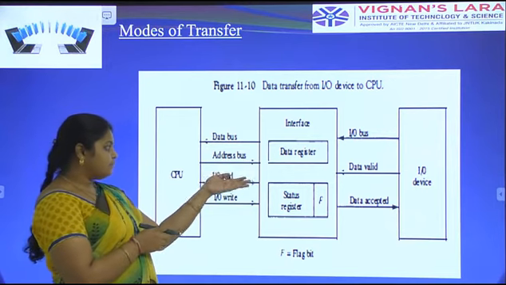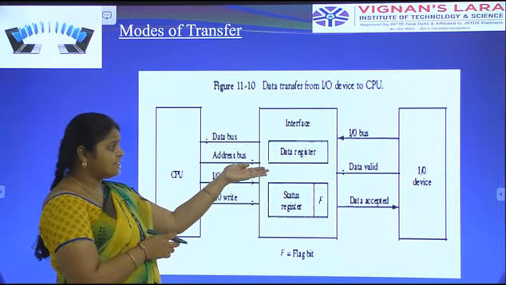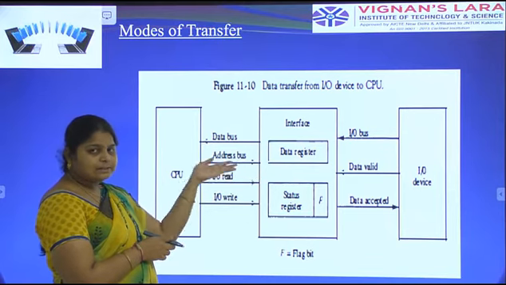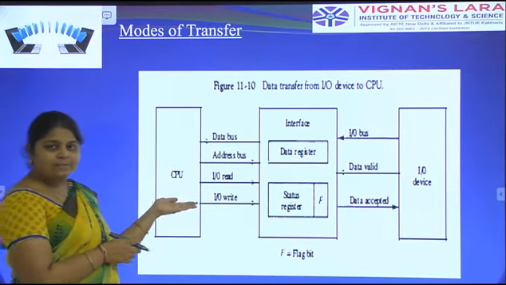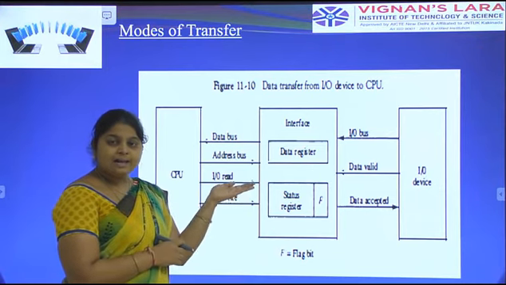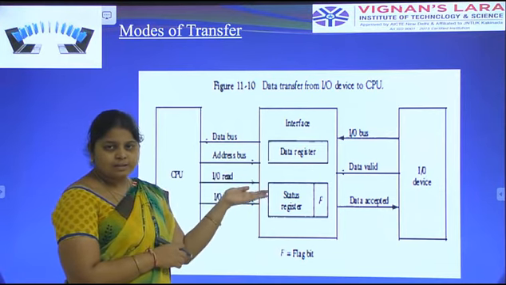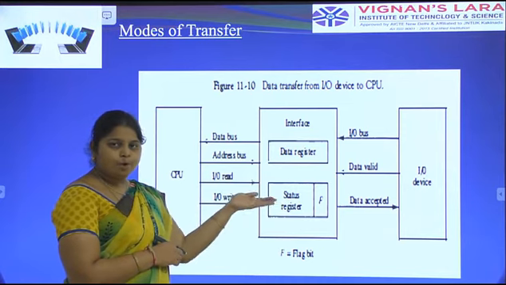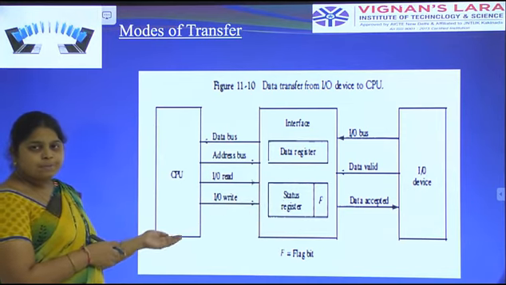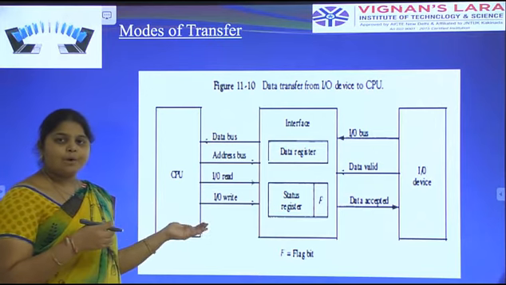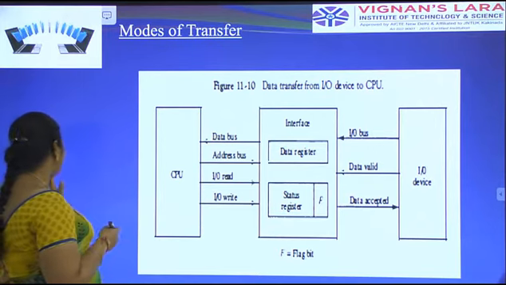Next, the data register of the interface passes the data through the data bus to the CPU, and then the CPU identifies which location the data is available at with the help of the address bus, and IO read and IO write can be performed with the help of the CPU. This is about the block diagram of programmed IO. Next, coming to the flowchart.